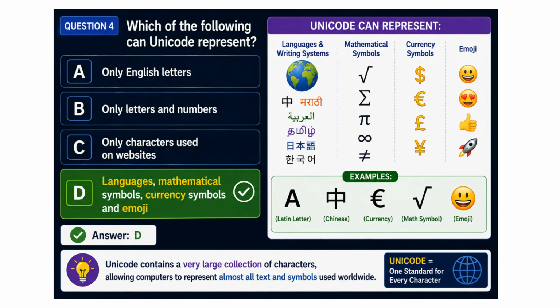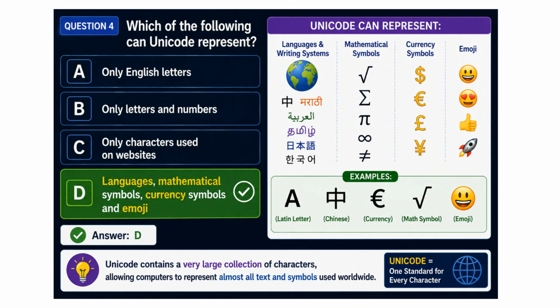Question 4. Which of the following can Unicode represent? The correct answer is D. Unicode can represent languages, mathematical symbols, currency symbols, and emoji. For example, Unicode can represent the English letter A, Chinese characters, currency symbols such as the euro, mathematical symbols such as the square root, and many different emoji.